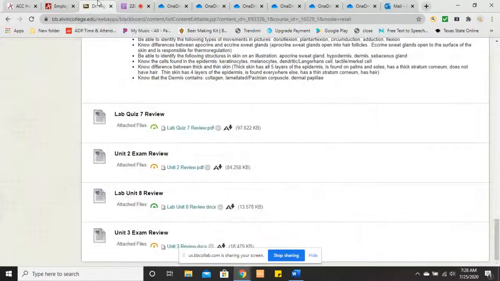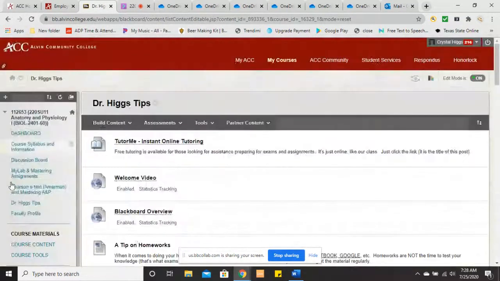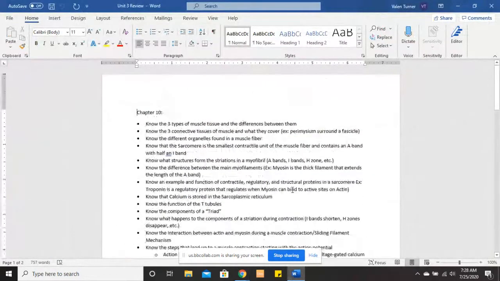Welcome to your Anatomy and Physiology Unit 3 exam review. Like always, your exam review can be found in the Dr. Higgs tips section. When you click on it, it's a little Word document. It does the exact same thing as the past exam reviews: go chapter by chapter, bullet point by bullet point, letting you know what to focus on for the exam.